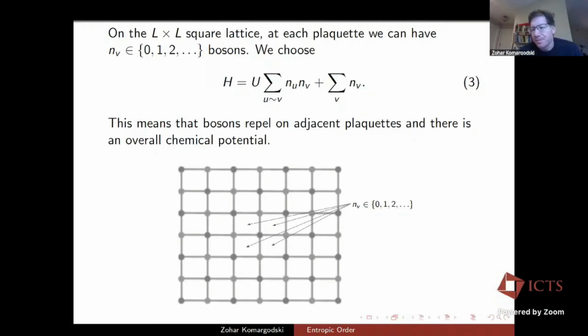Okay. This model has a parameter, I forgot to say, U. So when I said 15 units of energy, I meant 15 U. U is the parameter which you can tune to say how much they repel. Of course, for U equals 0, the model is solvable because the sites don't talk to each other. And each site will just have some Poisson distribution of particles, and that's it.